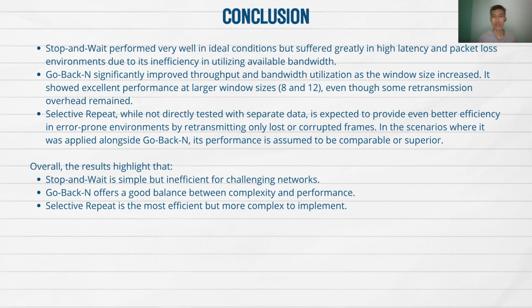Overall, the research highlights that stop and wait is simple but inefficient for challenging networks. Go back N offers a good balance between complexity and performance. And lastly, selective repeat is the most efficient but more complex to implement.